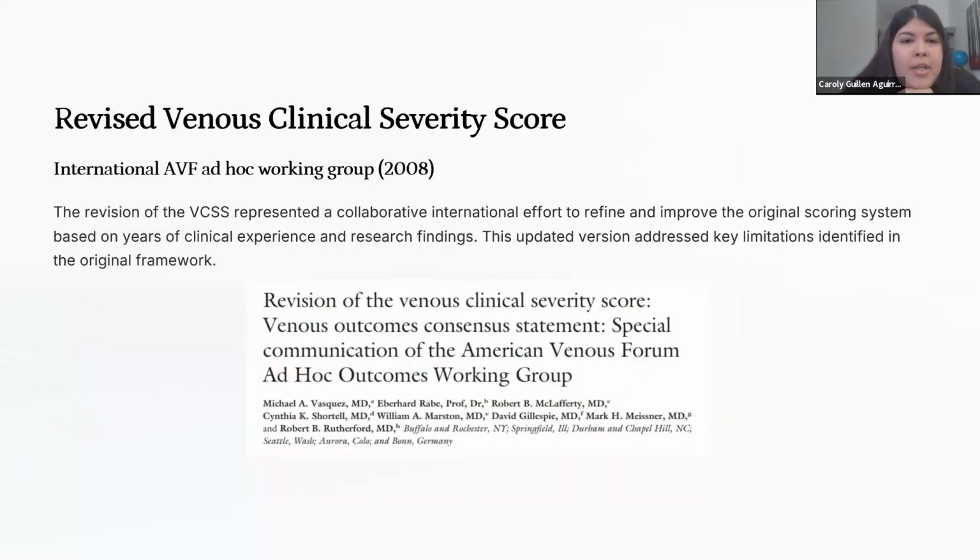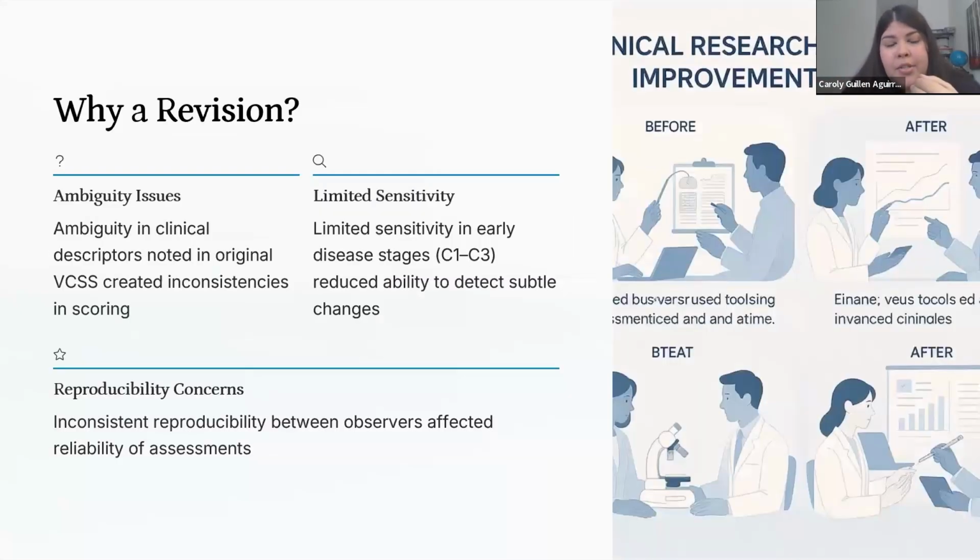The revision of the Venous Clinical Severity Score, the VCSS, represented a collaborative international effort to refine and improve the original scoring system based on years of clinical experience and research findings. This updated version addressed key limitations identified in the original framework. So why a revision? Same as the CEAP.